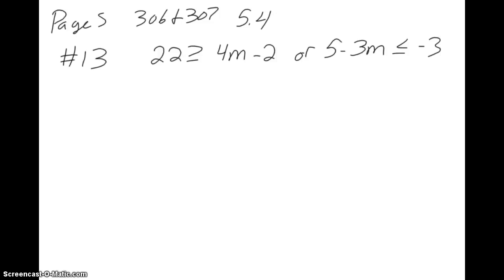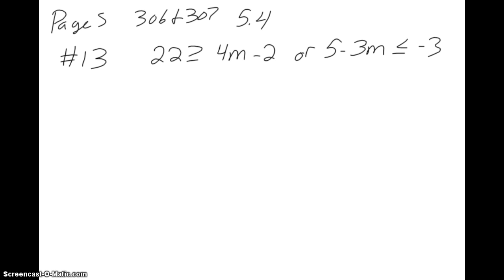All right, pages 306 and 307, chapter 5, section 4, number 13. The problem is 22 is greater than or equal to 4m minus 2, or 5 minus 3m is less than or equal to negative 3. That is the problem that is given. So we just go through and solve.